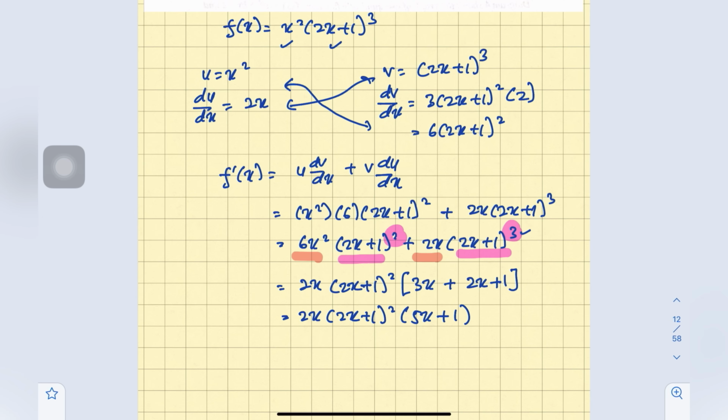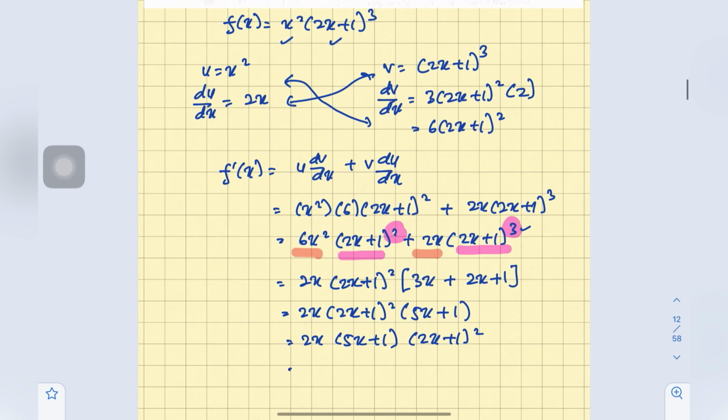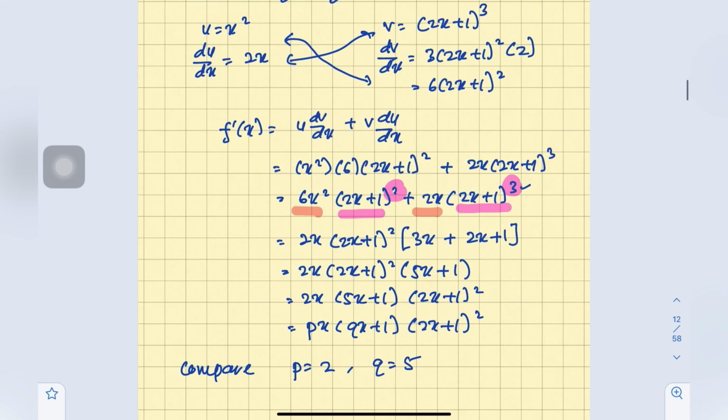Okay, but from the question, or we can arrange it: 2x(5x + 1)(2x + 1) squared. From the question we have this one, so we compare. This one is px(qx + 1)(2x + 1) squared. Then comparing, p equals 2, q equals 5.